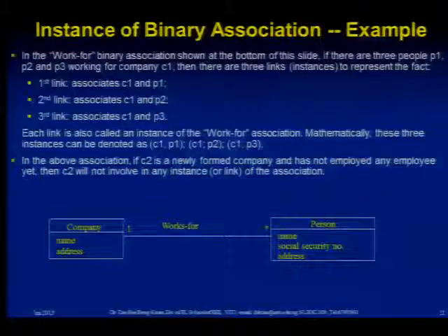If at this moment we have another company C2, that means C2 is also an instance of this class. But nobody works for C2 yet. If this is the case, then C2 will not be involved in any instance of this association, because nobody works for C2 yet. So C2 is associated with 0. That means mathematically C2 will not be involved in any such tuple. Right?